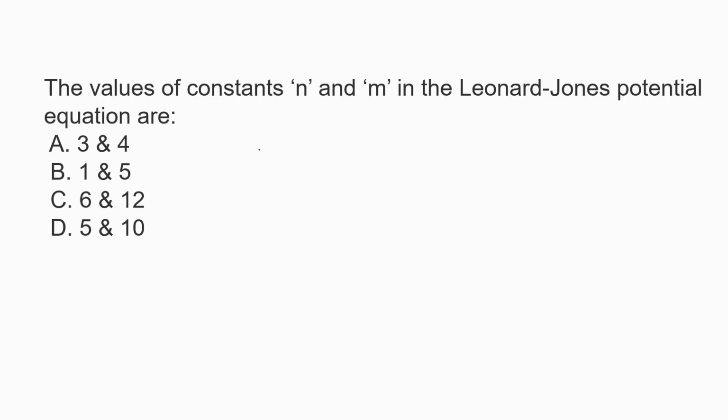And now we have the next question. The values of constants n and m in the Lennard-Jones potential equation are: option A, 3 and 4; option B, 1 and 5; option C, 6 and 12; option D, 5 and 10.